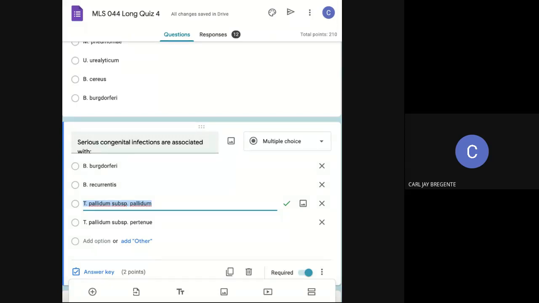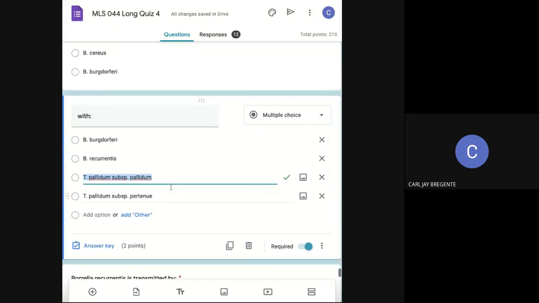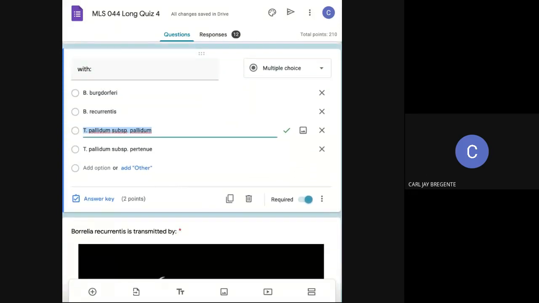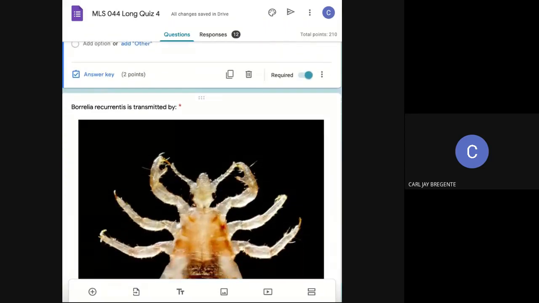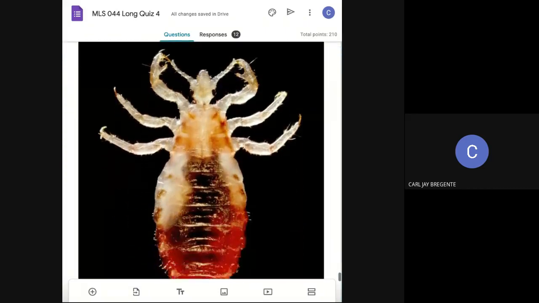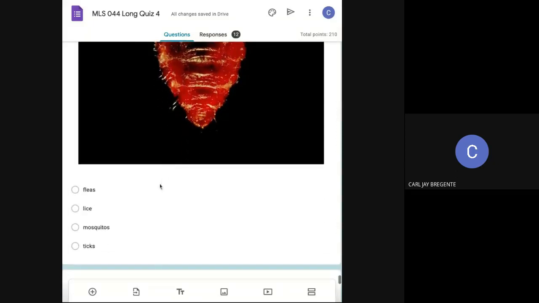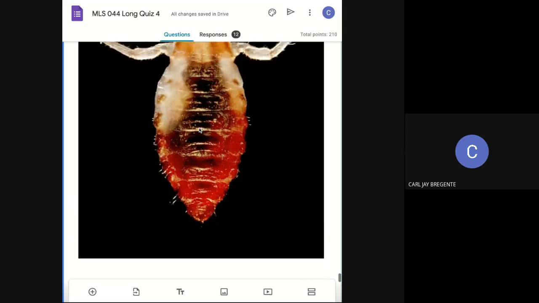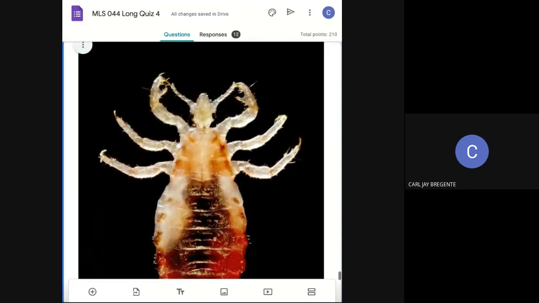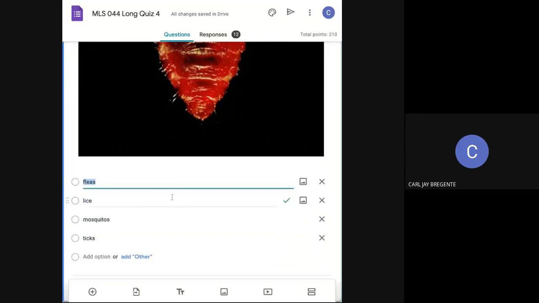I want you to familiarize also the table in your module about the different subspecies of Treponema pallidum, and which diseases they cause, like pertenue, the causative agent of yaws. So, familiarize those. Borrelia recurrentis is transmitted by lice, Pediculus. So, Borrelia recurrentis is transmitted by this one, the human louse.